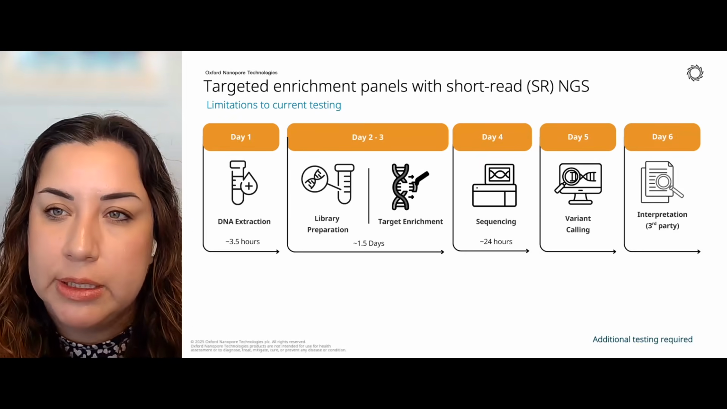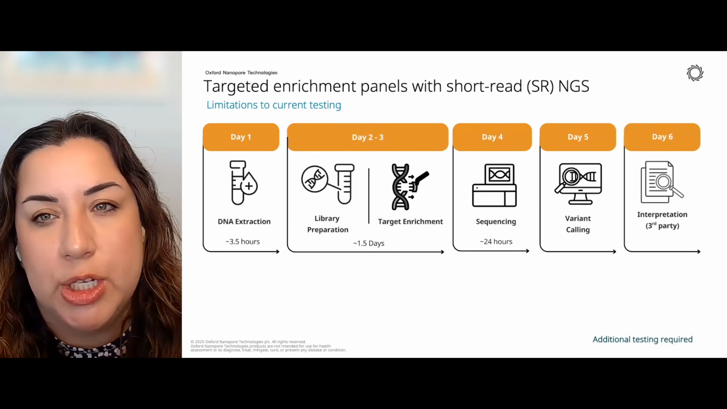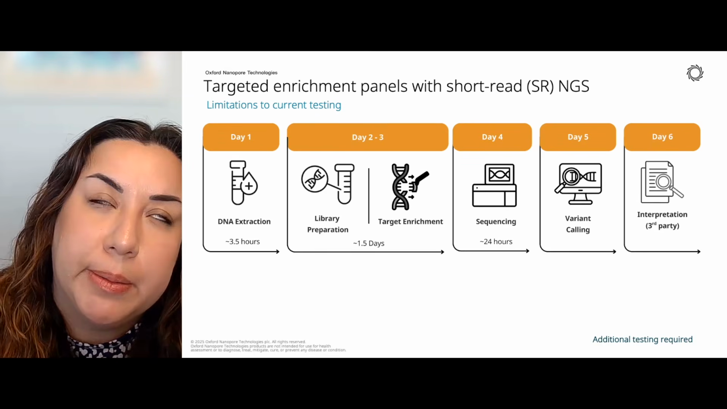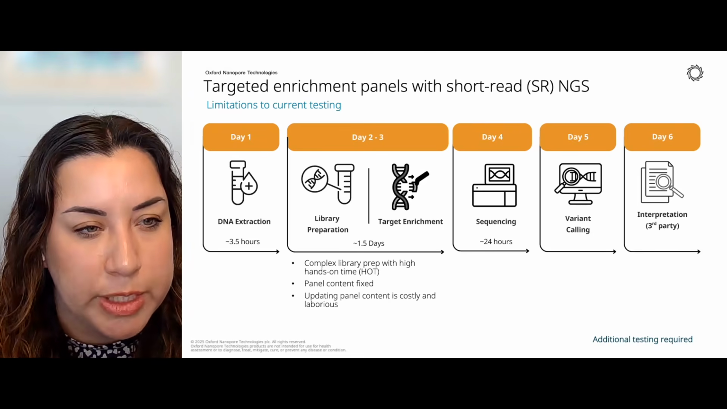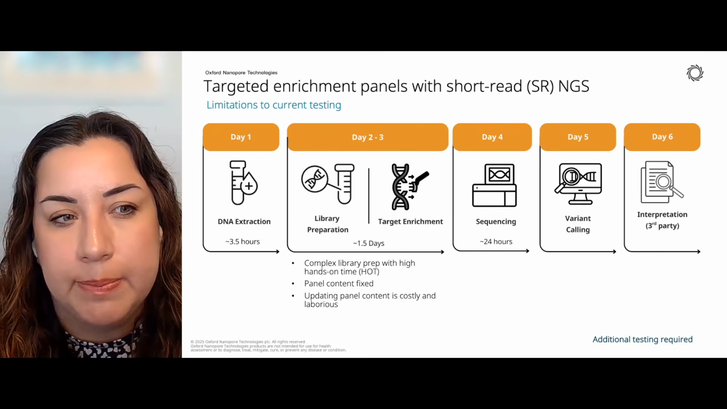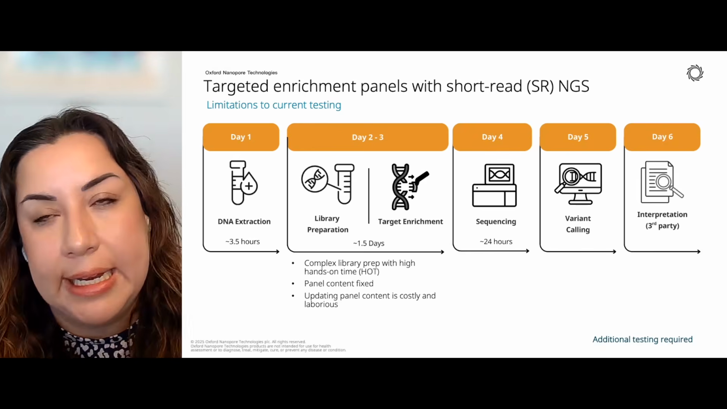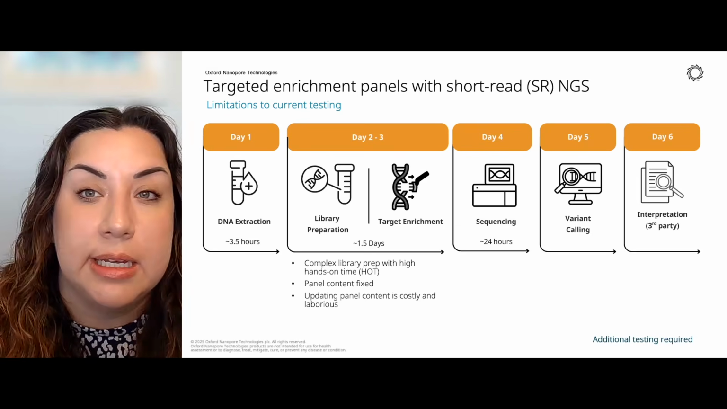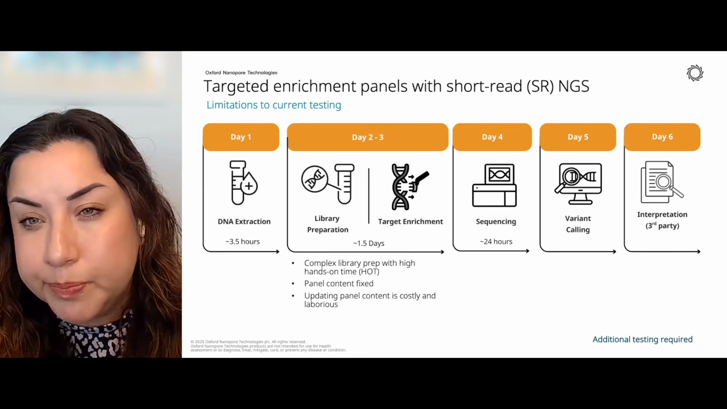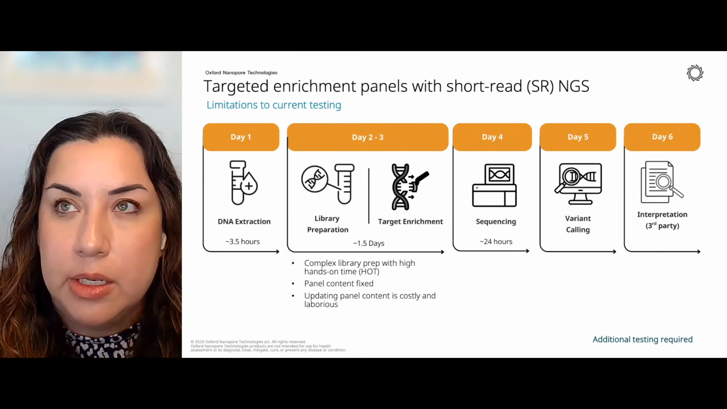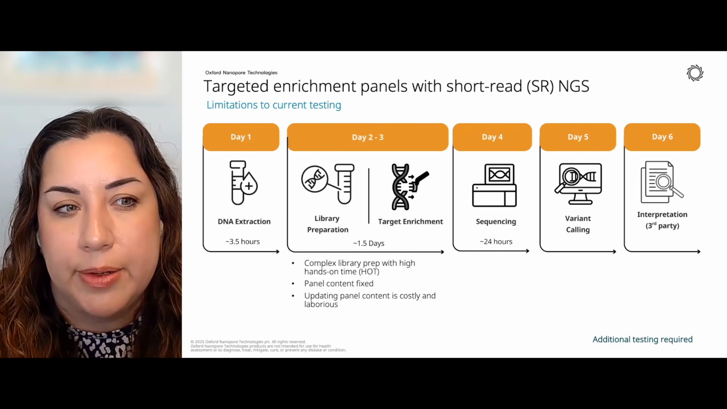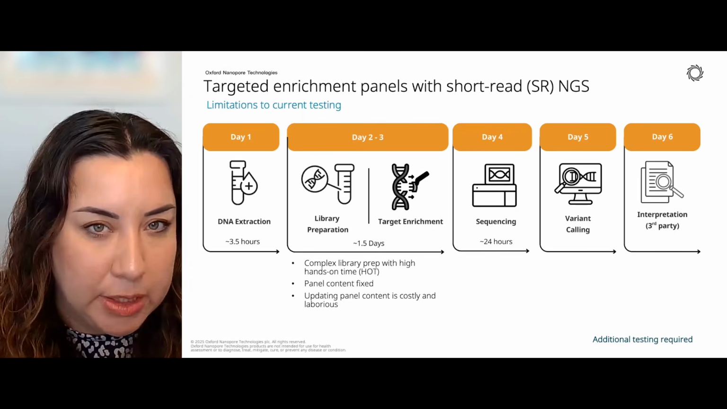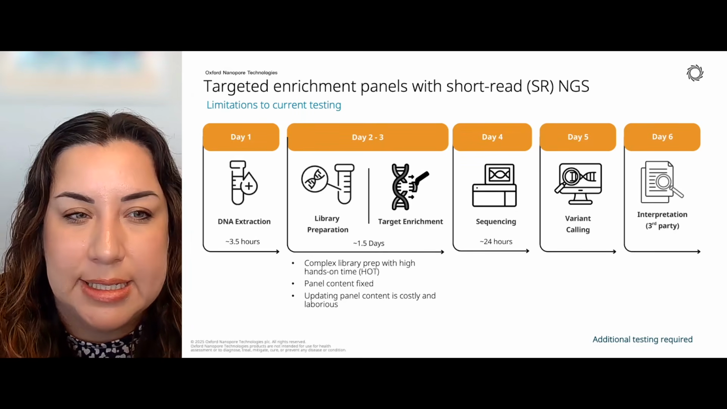Target enrichment panels today are primarily done via short read NGS sequencing, and those have a cumbersome component of the workflow, primarily around library preparation and target enrichment, with high hands-on time. Panel content is often fixed. Adding and subtracting probes is quite difficult, versus what Miguel has just highlighted for us, how easy it is to customize the bed file using adaptive sampling to fit the needs of your panel. And updating the panel content can often be costly. You have to buy new probes. You have to revalidate those assays.